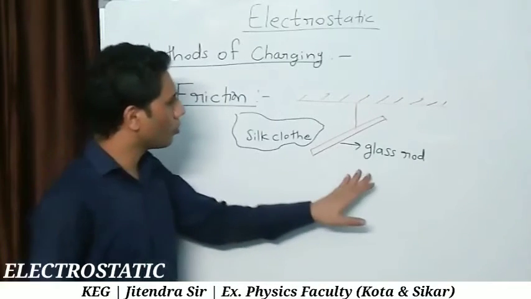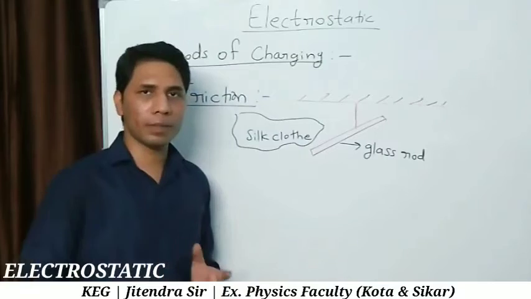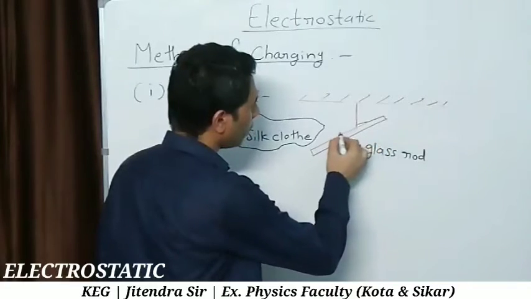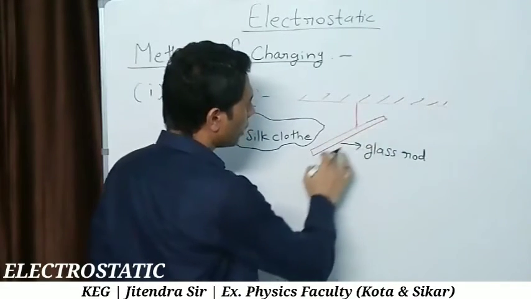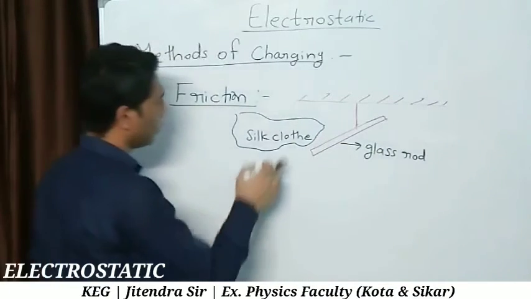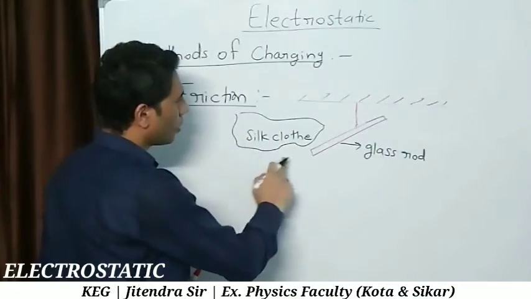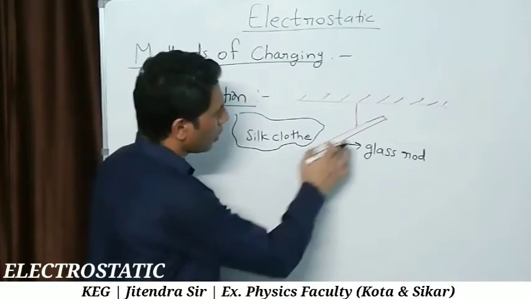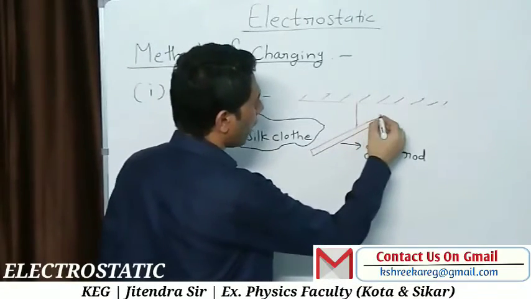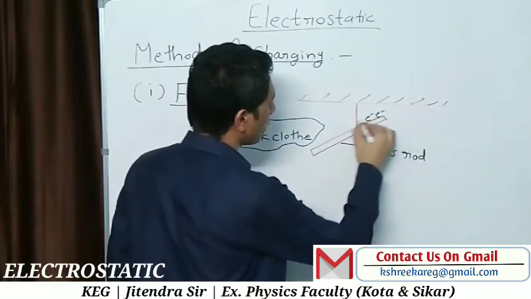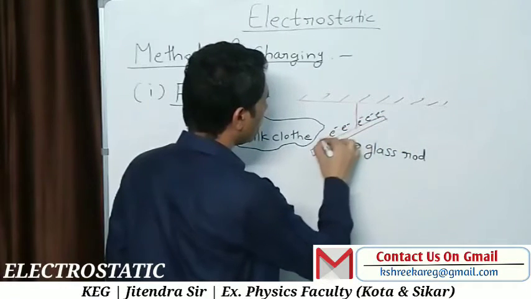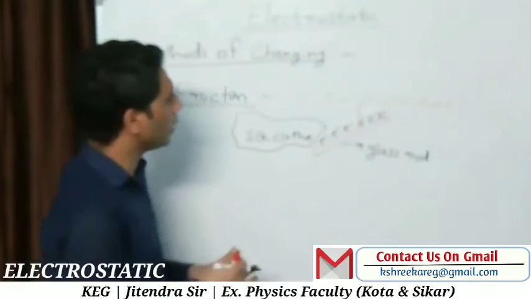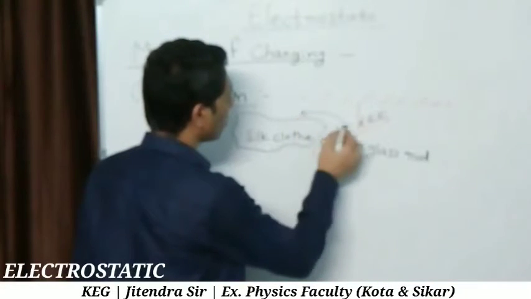When we rub the glass rod with the silk cloth, then what will happen? The electrons on the surface of this glass rod and on this cloth will exchange with each other. How? The glass rod has electrons on the surface. Suppose these are the electrons on the surface of the glass rod. When it is rubbed by the silk cloth, these electrons move to the silk cloth.